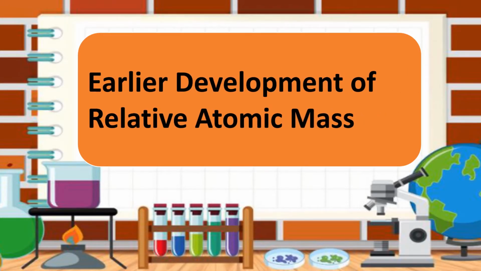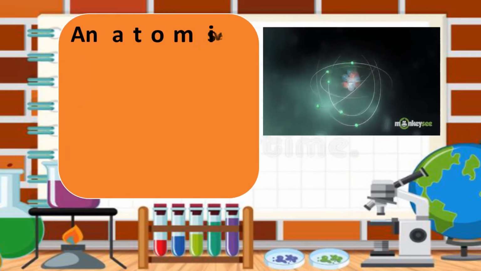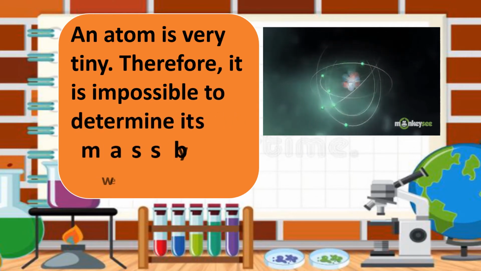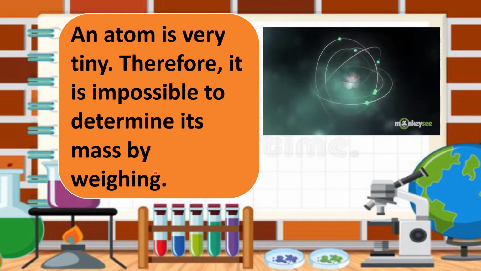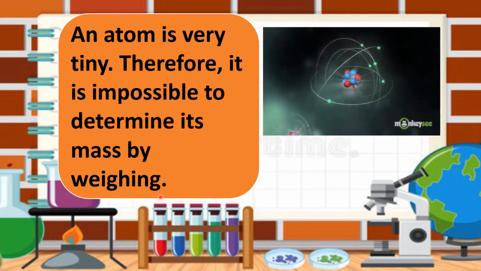Okay, so the earlier development of relative atomic mass. An atom is very tiny, very small. Therefore, it is impossible to determine its mass by weighing. You cannot say, oh, an atom has 1 kilo. No, because it's very small and it's impossible to weigh it. You cannot know the exact mass of an atom by using any weighing scale. So how are we going to do this?